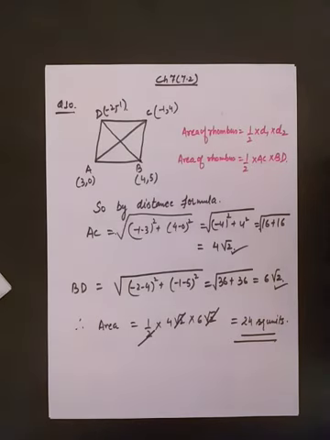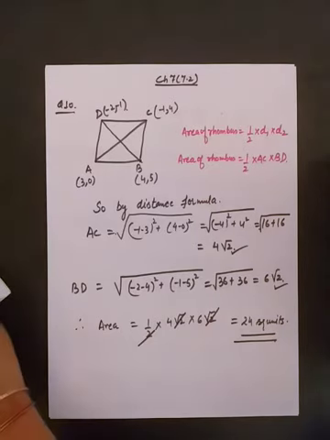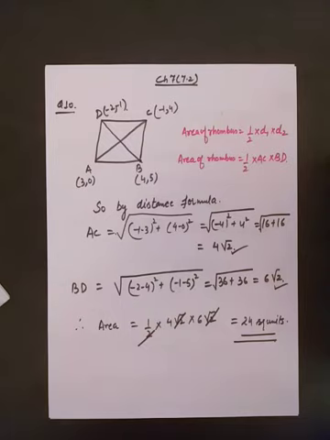Students, exercise 7.3 is deleted from your syllabus this year. So no need to do exercise 7.3. And from optional exercise 7.2, you can do the questions related to the section formula and the distance formula.